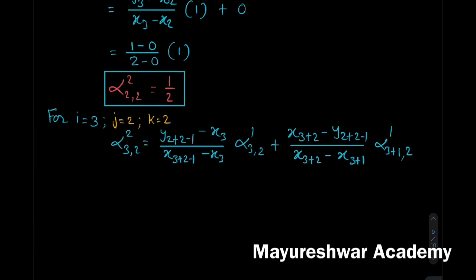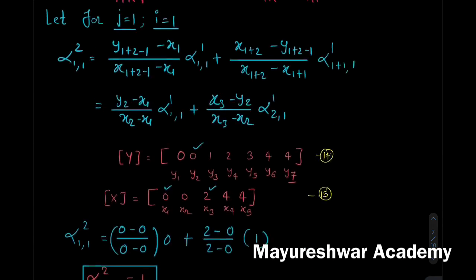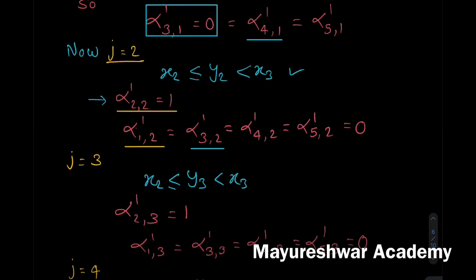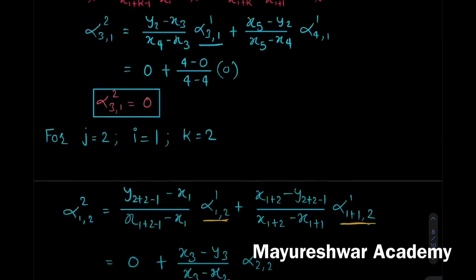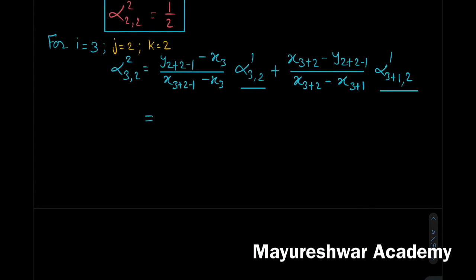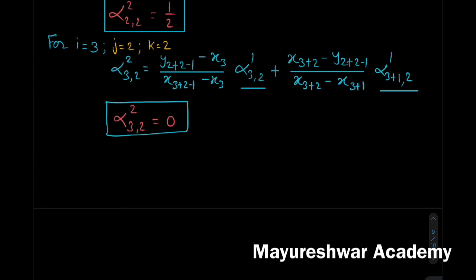Okay, so let us again check for these values alpha 3 2 and 4 2. We know that these values are going to be 0. 3 2 and 4 2 are 0, so naturally we need not waste our time in calculating these things, so straight away alpha 3 2 is equal to 0. If we work with this logic it will save a lot of time.